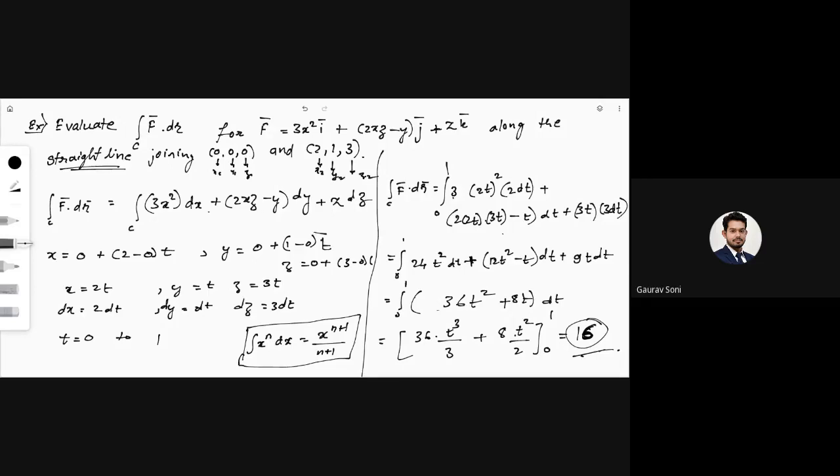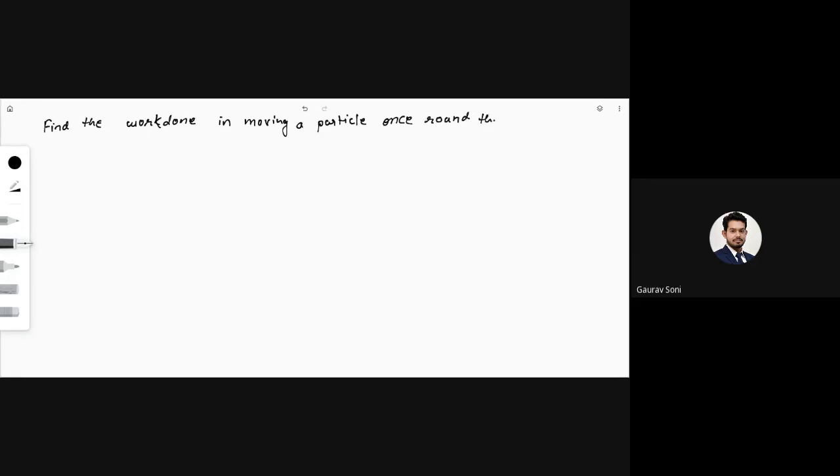No problem. So let's go ahead. Find the work done in moving a particle once around the ellipse x square upon 25 plus y square upon 16 is equal to 1, z is equal to 0.